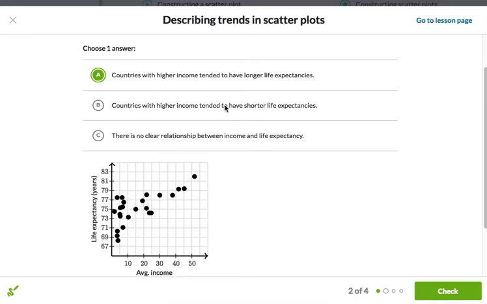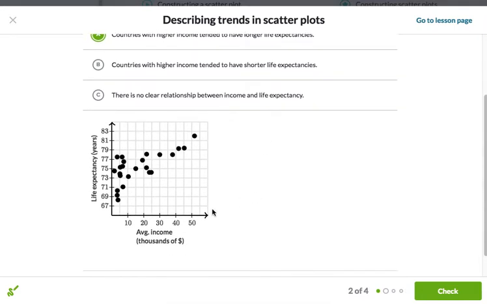Higher income tends to have shorter life expectancy. Well, that's not true at all. The short life expectancies are all with lower income countries.